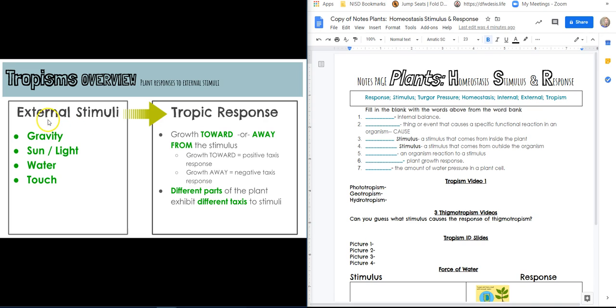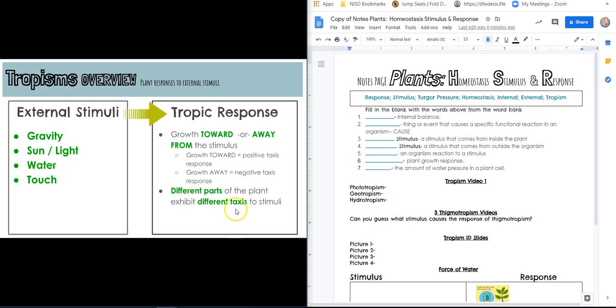All right, so tropisms overview. Tropisms are plant responses to external stimuli. So these are the stimulus. This external stimuli could be gravity, light, water, or touch. The response is called a tropism. And the tropic response can either be growth toward or away from the stimulus. If the tropic response is growth toward the stimulus, it's called a positive taxis response. If the growth is away from the stimulus, it's called a negative taxis response.